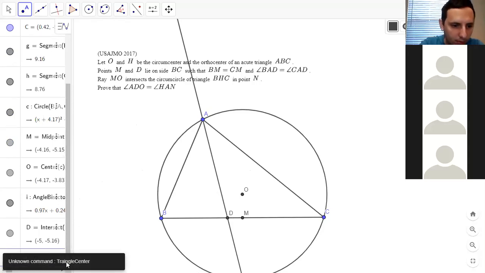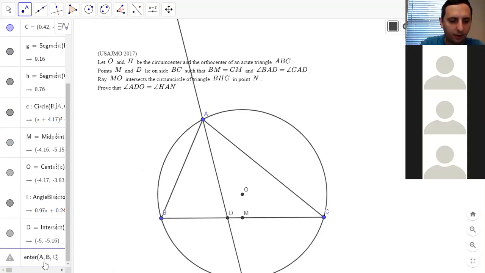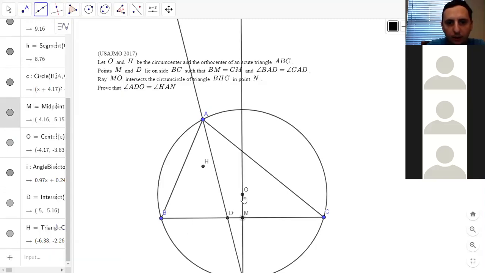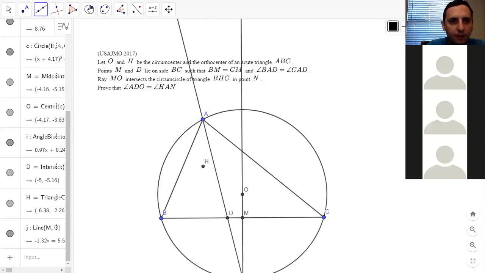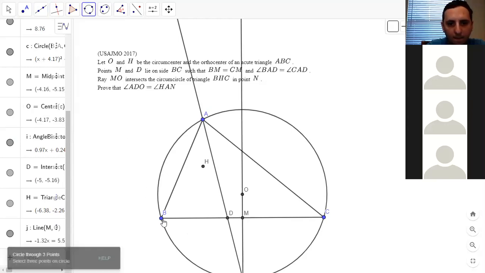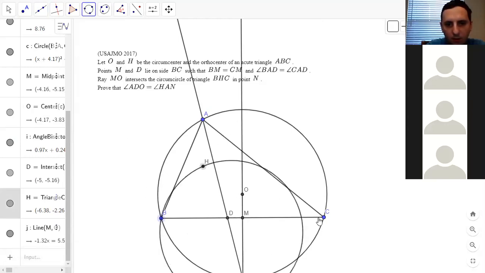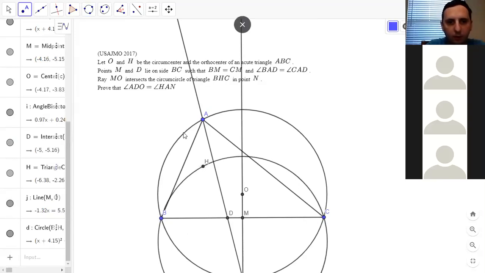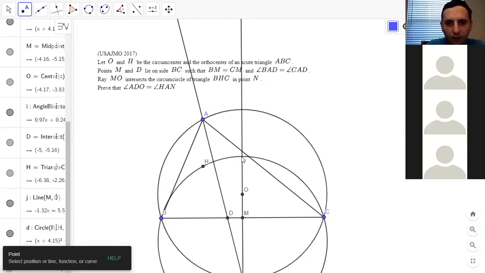I mixed the I and the A. That's H, and we have M and D, and MO intersects the circumcircle of BHC at N. So this looks like an easier problem probably. Prove that angle ADO equals angle HAN.